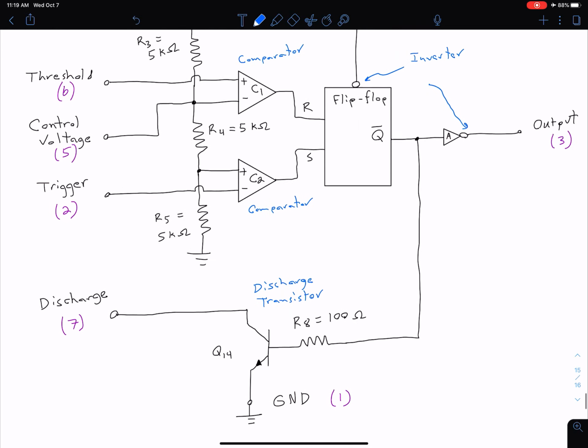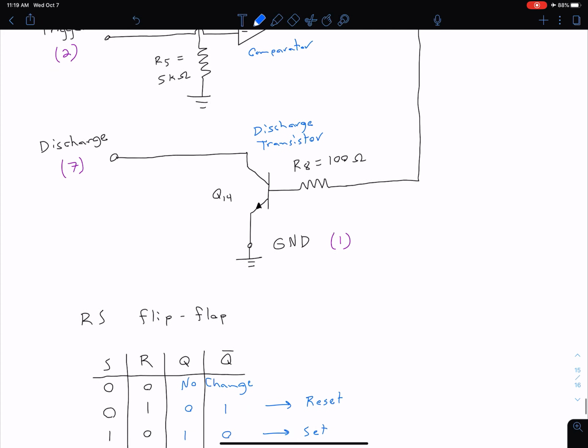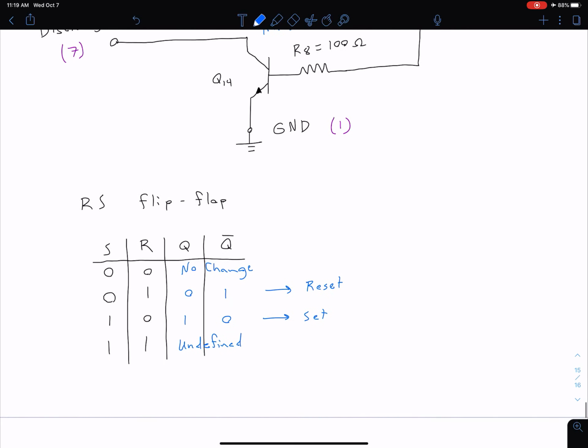If you're like me, you might need a quick refresher on your RS flip-flop if you've not dealt with it in a while. So here's a truth table for our RS flip-flop. When S and R are both 0, we have no change in our output state. For S0 R1, we're performing reset, so our Q goes low and our Q not is high. For S1 R0, we're setting it, so our Q is 1 and our Q not is low. And for both S and R high, we have an undefined state.